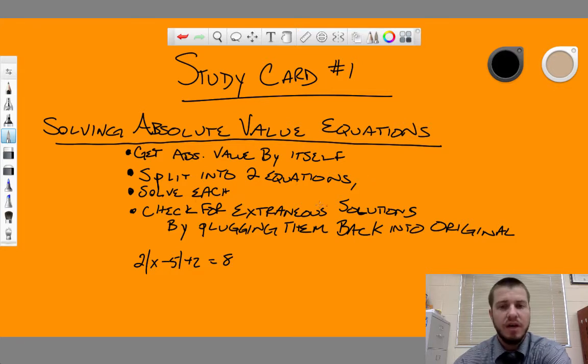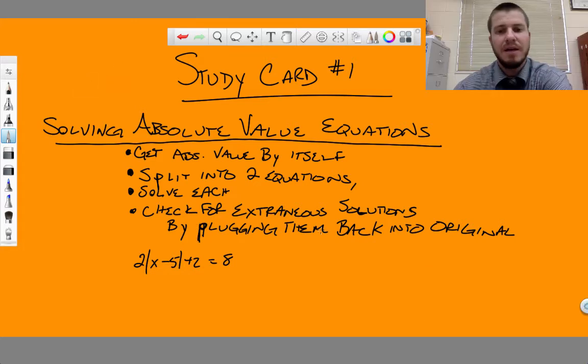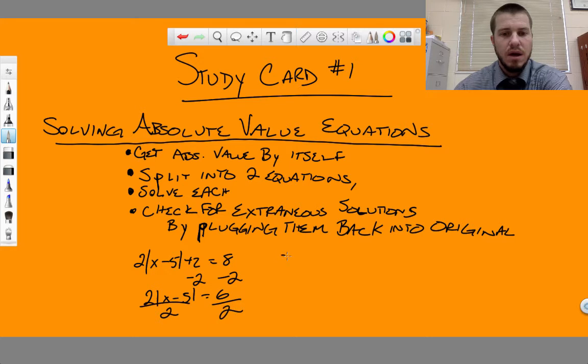You can check for the extraneous solutions by plugging them back into the original. So real quick, I'm going to do this quick example to get the absolute value equation by itself. Subtract 2. 2 times absolute value of x minus 5 is equal to 6. Divide by 2. Absolute value of x minus 5 equals 3.